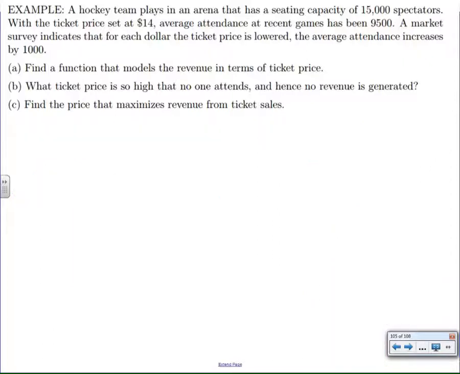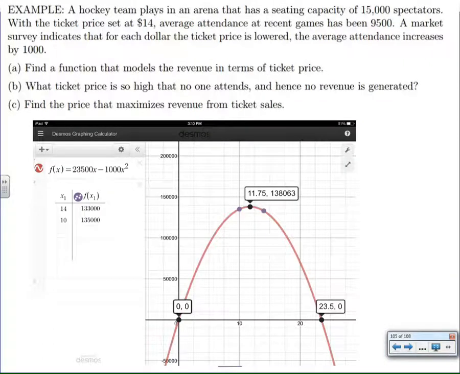But since I have the technology, I put the function into Desmos and I graphed it, and once I found the key points indicators here, I see zero revenue for $0. That makes sense. 23.50 gives me zero revenue as well. That's consistent with the work that I did. $11.75 maximum revenue, and now I also have $138,000 in sales for charging $11.75.